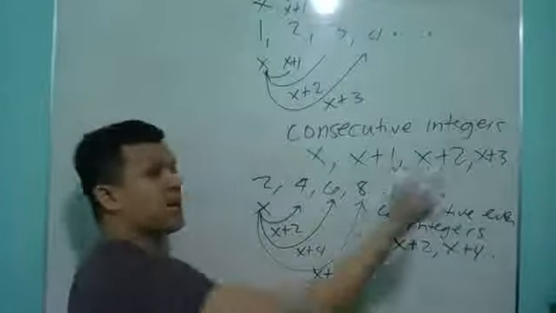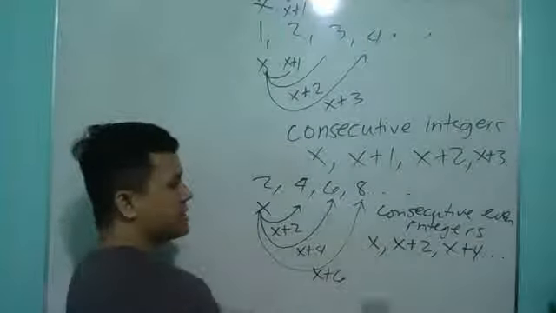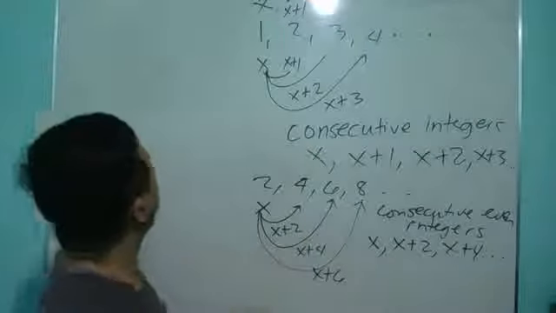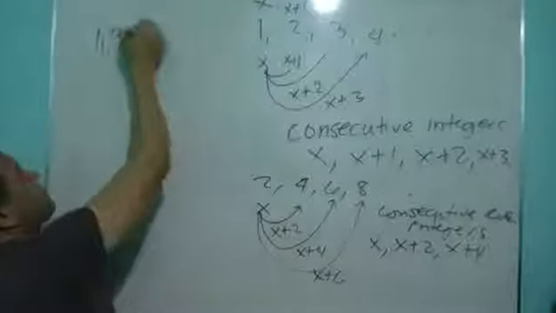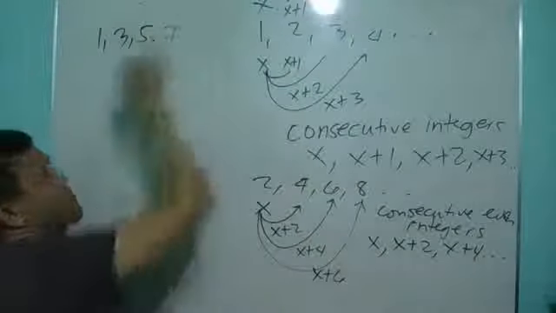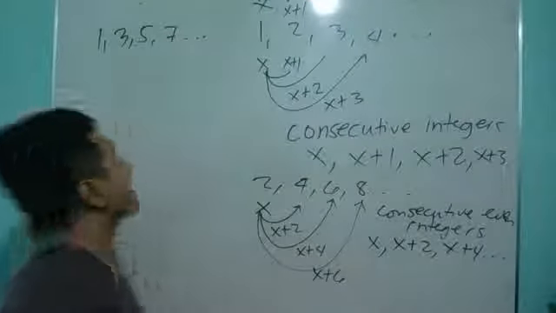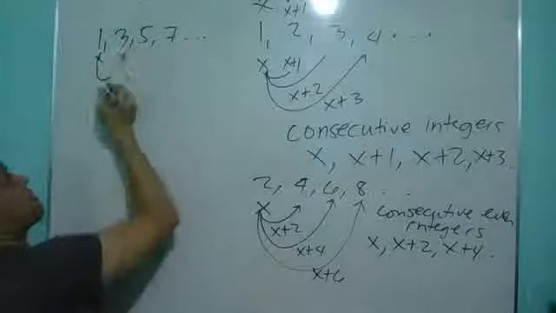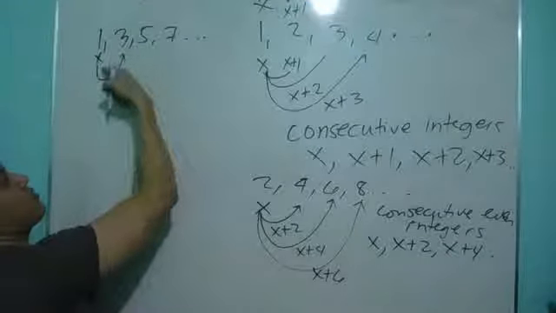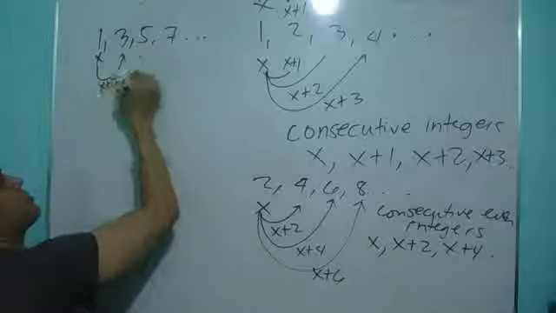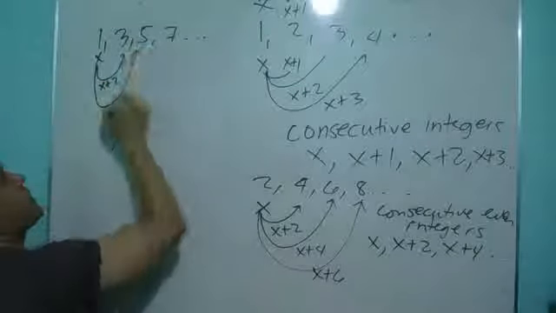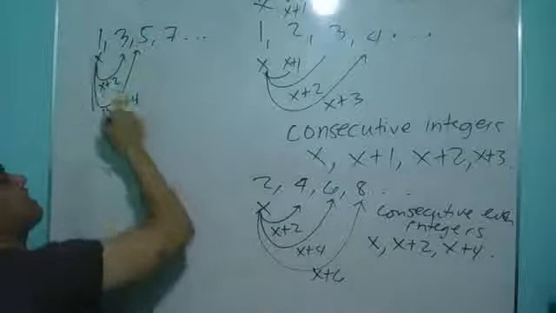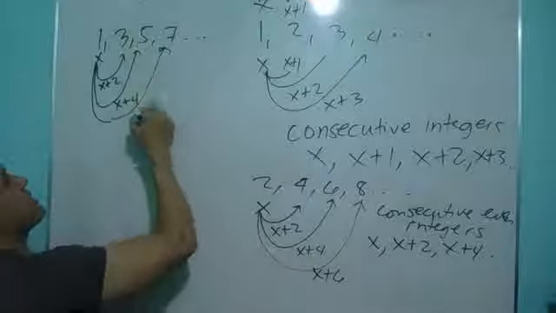What if consecutive odd integers? So let's say this is 1, 3, 5, these are odd numbers, and so on, like that, okay? Now, if x is 1, with reference to x, how much did we add to make it 3? So we have x plus 2. And then with reference to x to 5, x plus 4. And then x to 7, we have x plus 6.